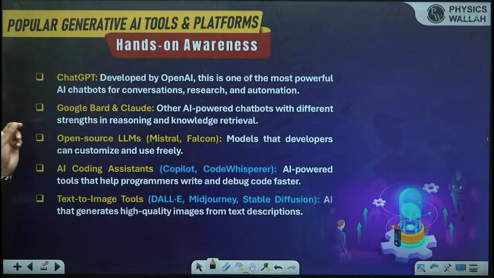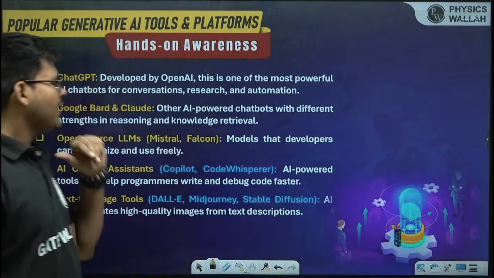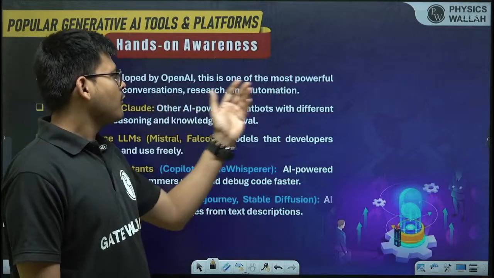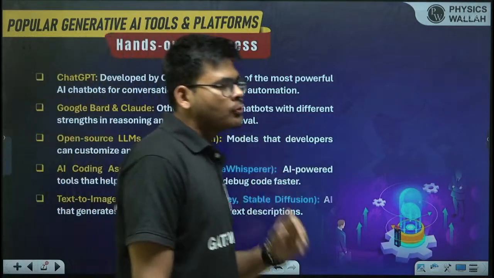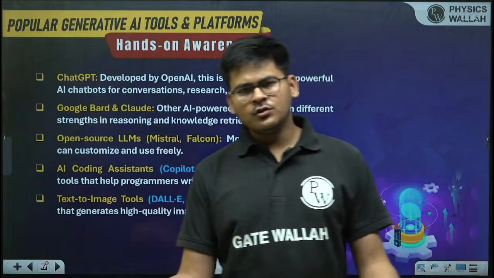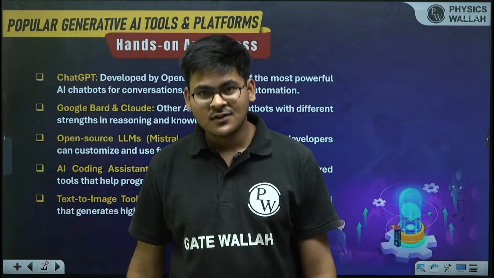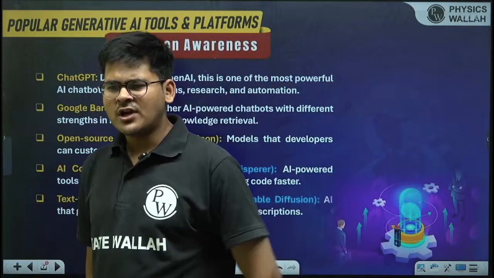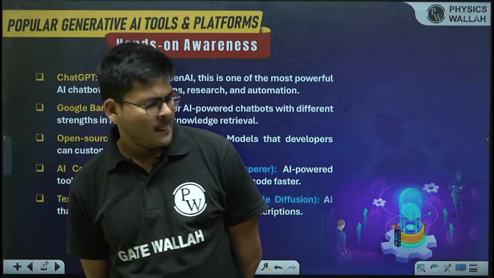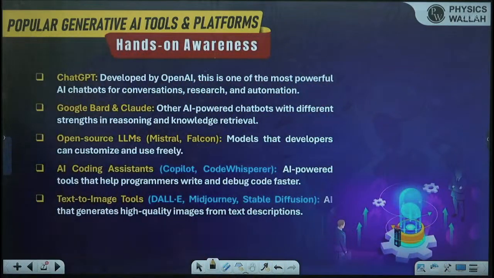So first is ChatGPT. We all know that ChatGPT was developed by OpenAI. This is one of the most powerful AI chatbots for conversations, research, and automation. Although ChatGPT is just one of the chatbots, one of the interfaces. Can someone tell me any alternatives to ChatGPT? Let's see. Who can tell me any alternative to ChatGPT?